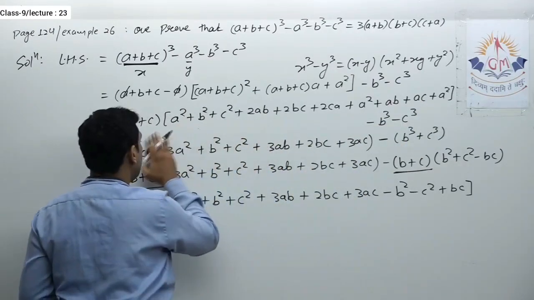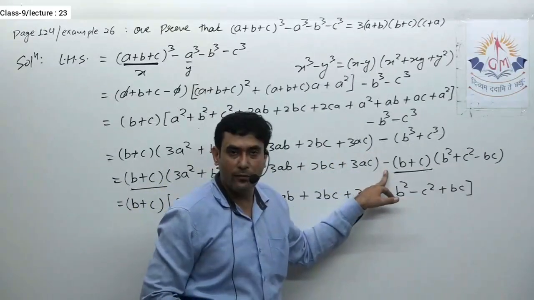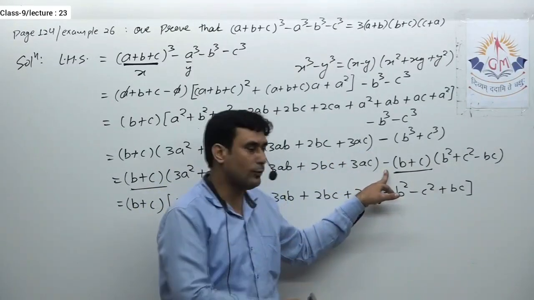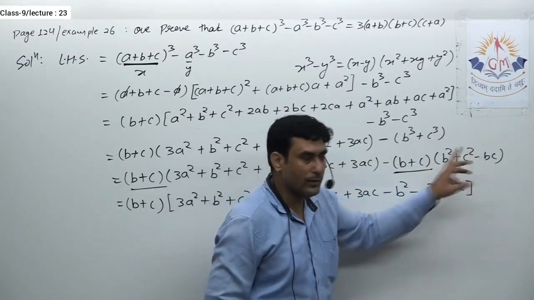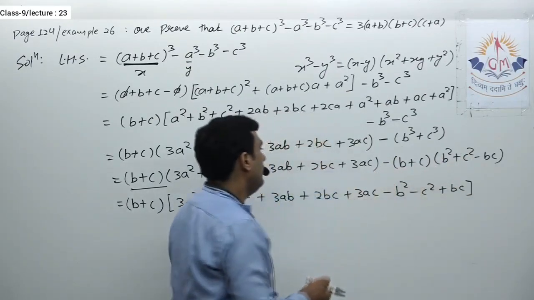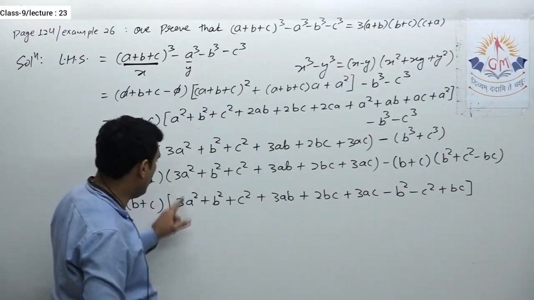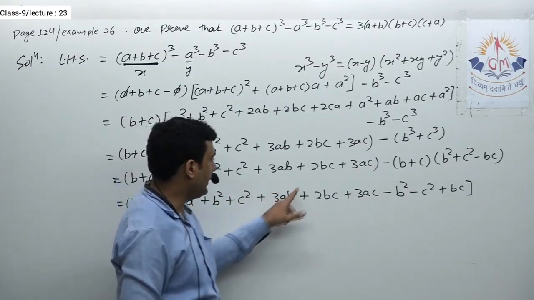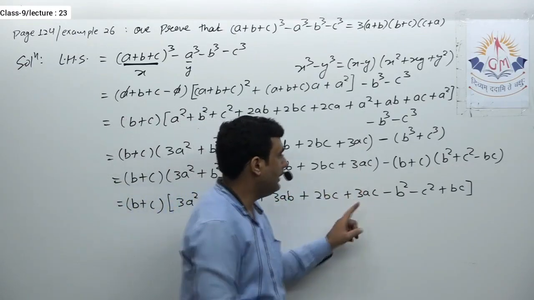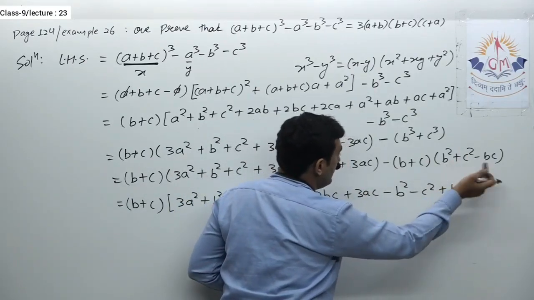Now in the next term, this I wrote as it is, and here I applied the identity of again a cube plus b cube, or x cube plus y cube, that is x plus y, x square plus y square minus xy. B plus c I took common over here, and the remaining terms I wrote as it is: 3a square plus b square plus c square plus 3ab plus 2bc plus 3ac, and because of this minus sign these three will change in the sign.